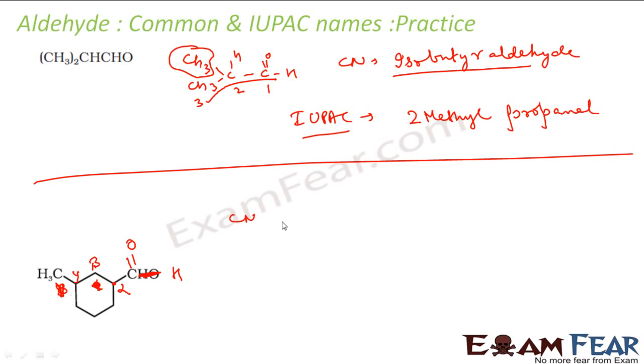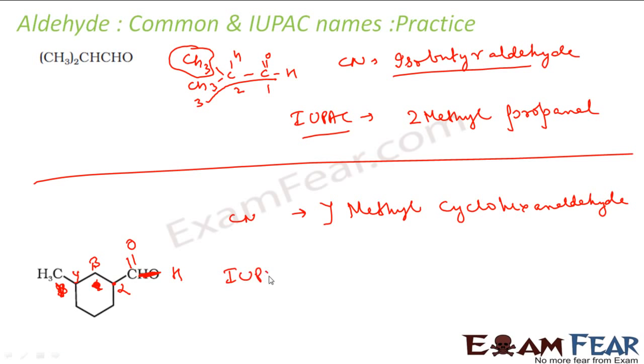So the common name for this: at gamma I have a methyl group. This is my gamma-methylcyclohexanaldehyde. This is my common name because this is derived from cyclohexanoic acid. Let's write the IUPAC name, a much better name because we have better rules.